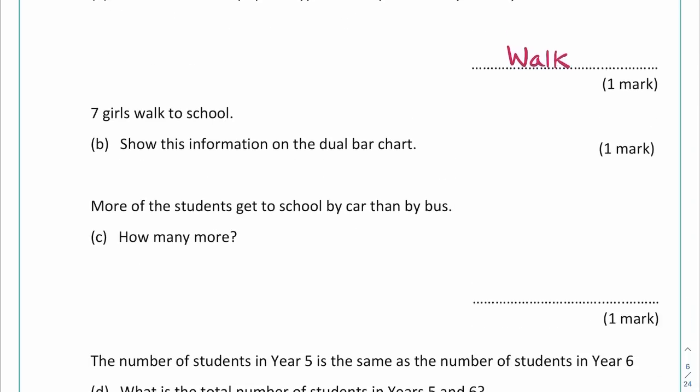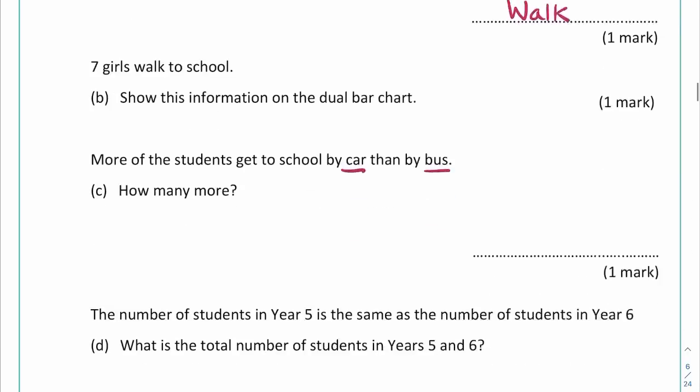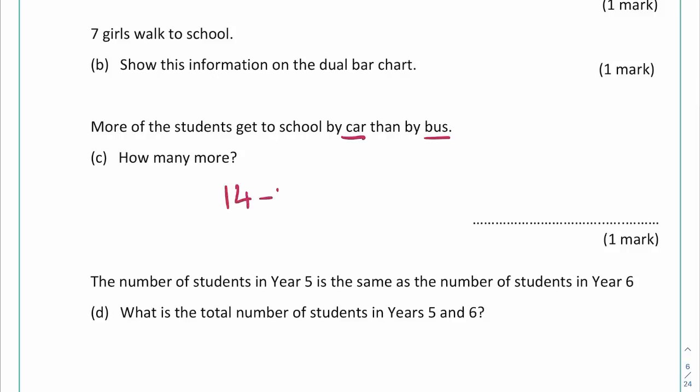More of the students go to school by car than by bus. How many more? Well, we need to know how many go by car, how many go by bus, and then we can say. So we've got car and bus just here. For car, you can see you've got 5 and 9, and 5 and 9 makes a total of 14. And for the bus, you can see that we have 6 and we have 4, and that gives us a total of 10. So if we're going to write down some working out for this at least, we would just write down 14 minus 10, and that gives us a total of 4.